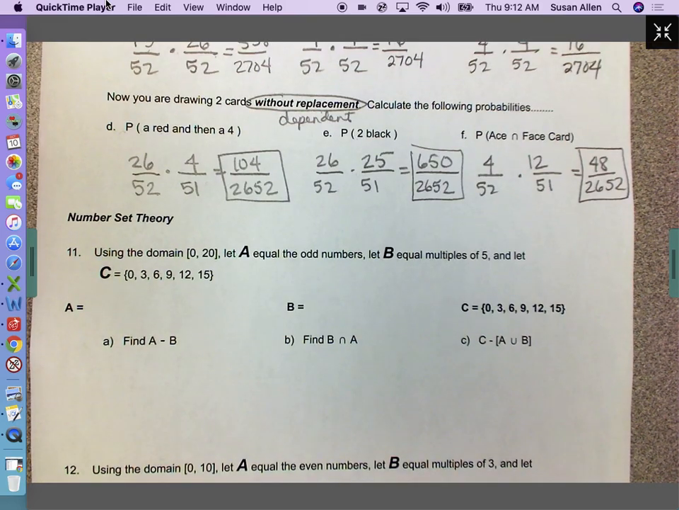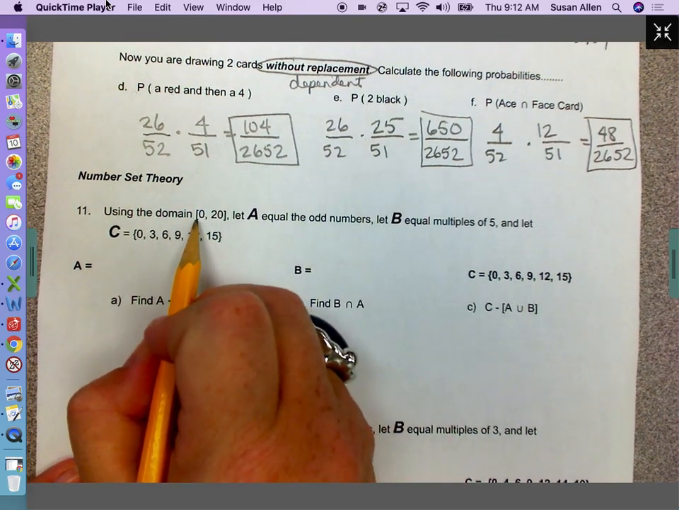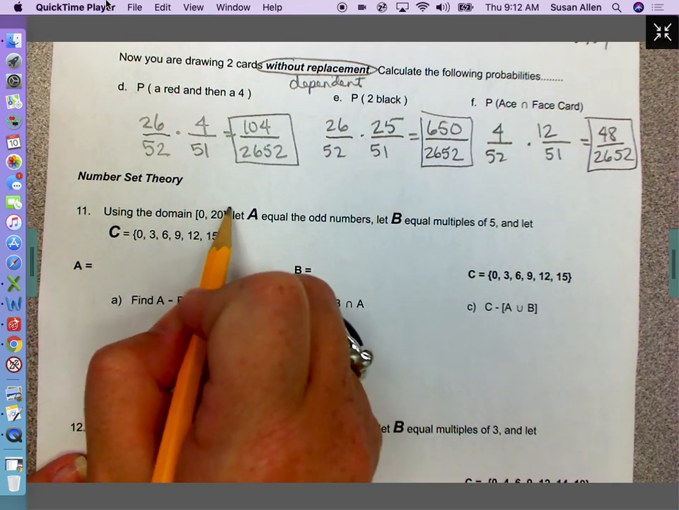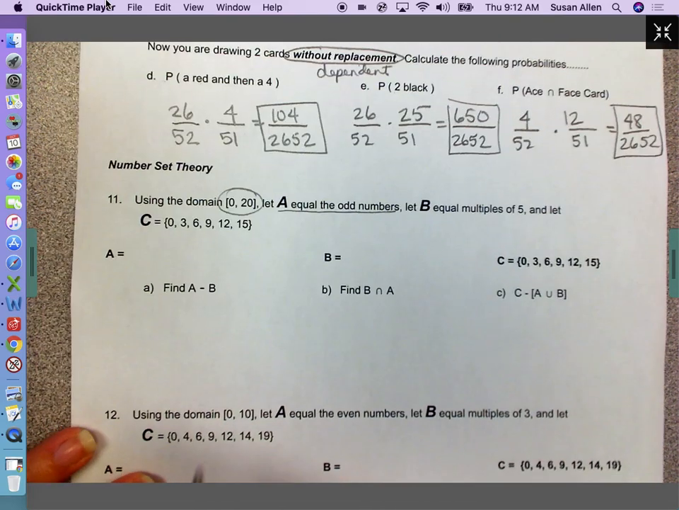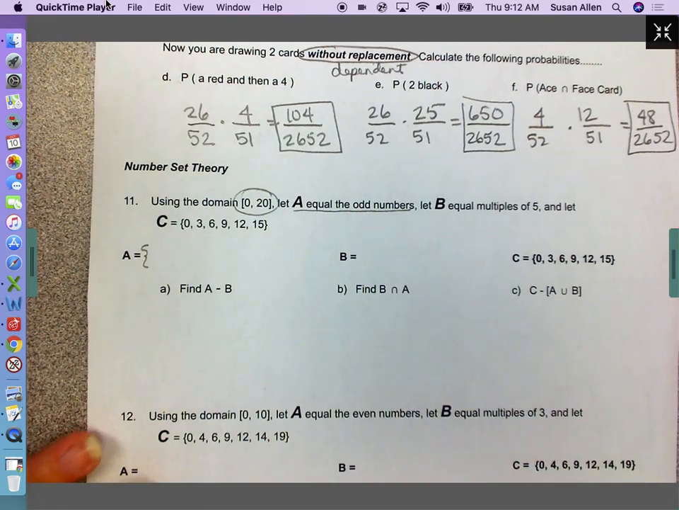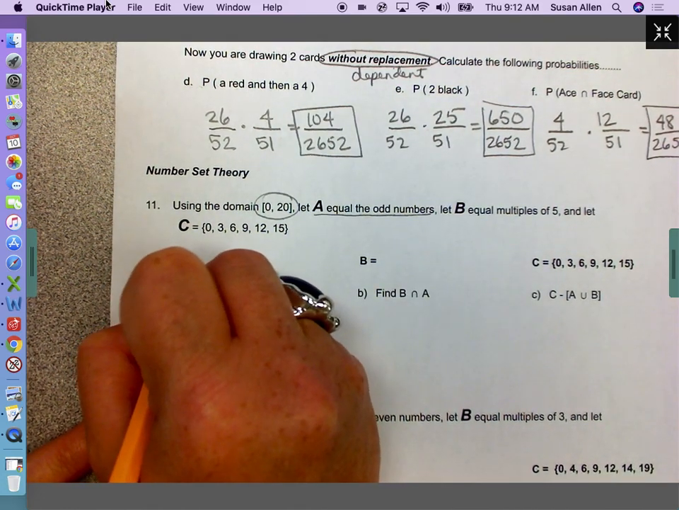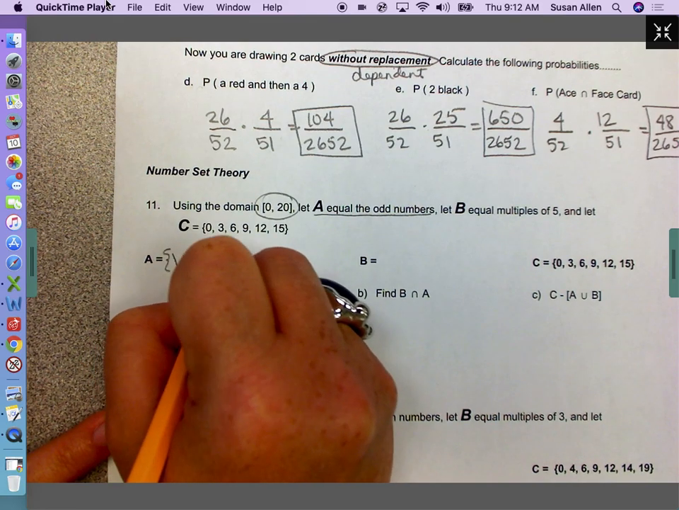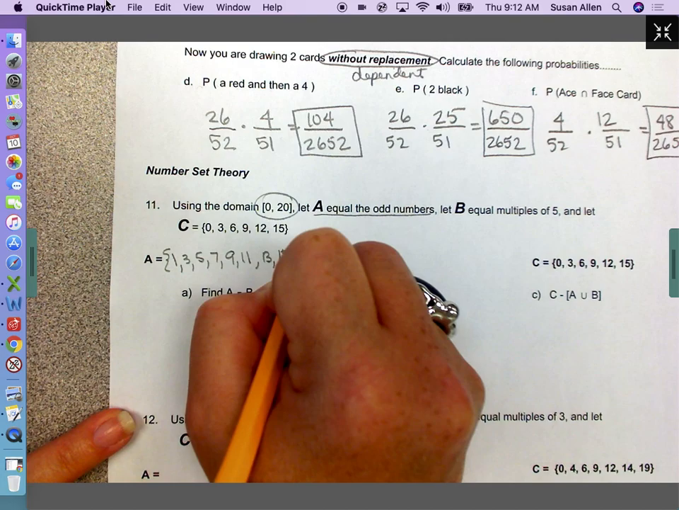All right, to wrap this up, we're going to end with number set theory. It says using the domain from 0 to 20. This is very important. We're going to let A equal all odd numbers. So come over here and write set A. Odd numbers start with the number 1. So 1, 3, 5, 7, 9, 11, 13, 15, 17, and 19.